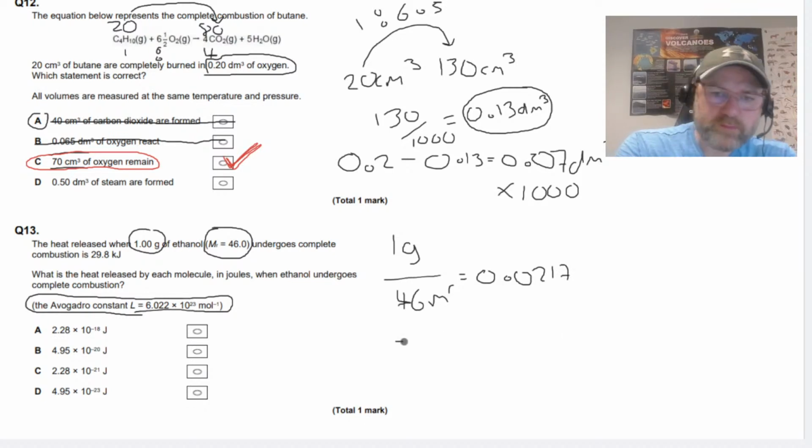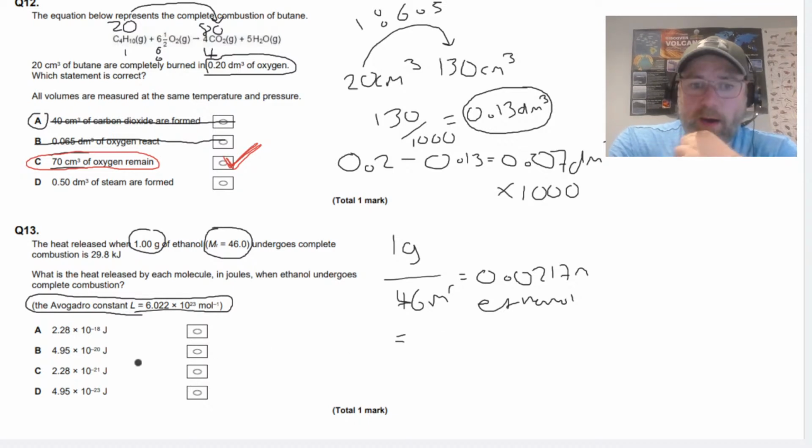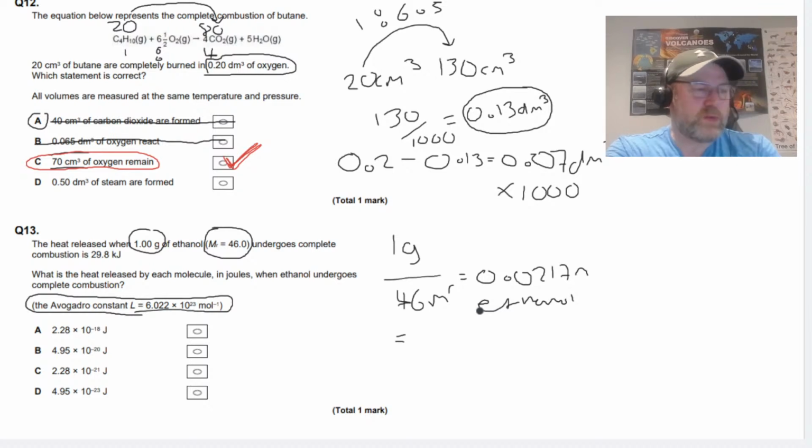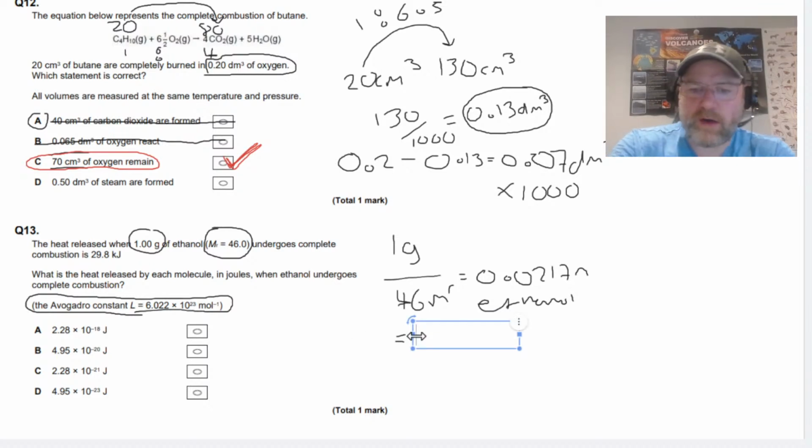That gives us 1 divided by 46 equals 0.0217, and that's the moles of ethanol. Now, we know the moles of ethanol. That gives out 29.8 kilojoules in 1 gram of ethanol. And we now know how many moles we have, so let's find out the number of molecules. So we're going to times that 0.0217 by Avogadro's constant.